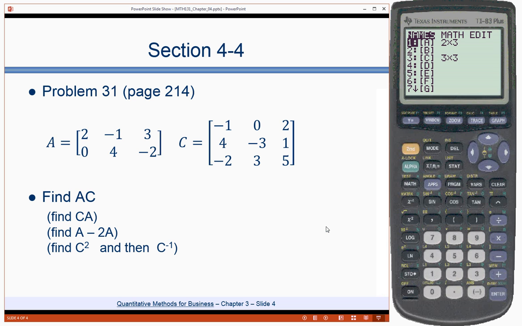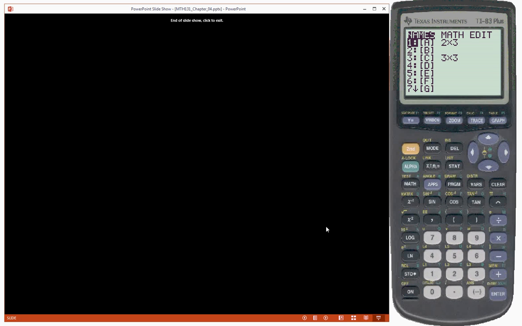So that's the rest of the demonstration on doing matrix math in TI-83.